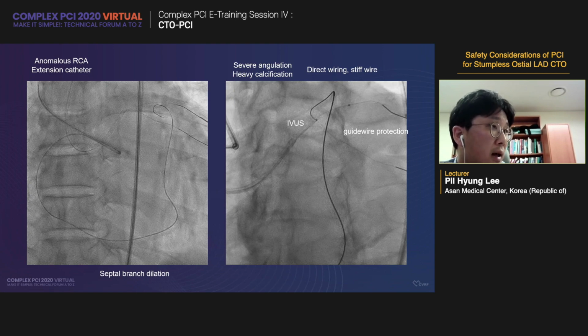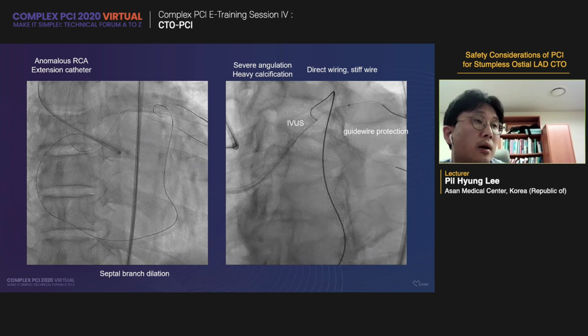But the problem was that this was the farthest point that the microcatheter could be advanced. And you can appreciate a severe angulation at the proximal LAD and at the ostium of the LAD toward the left main. So there are two 90-degree angulations around the left main. Because he had less microcatheter support, he had to use the stiff wire to directly puncture the proximal cap.